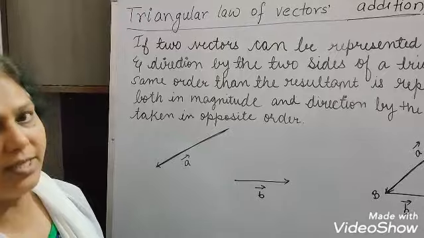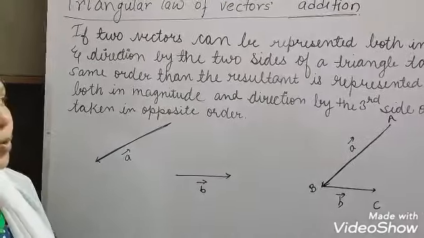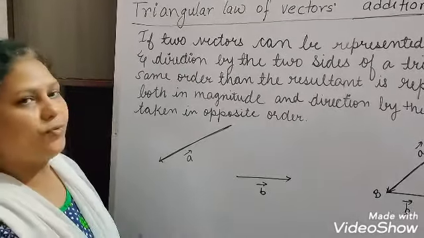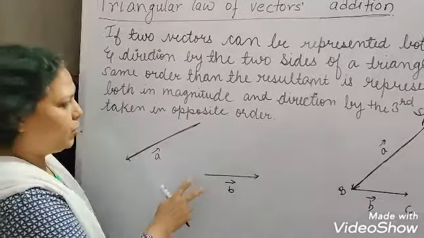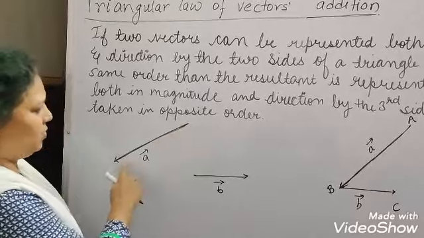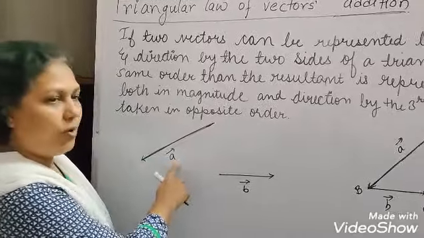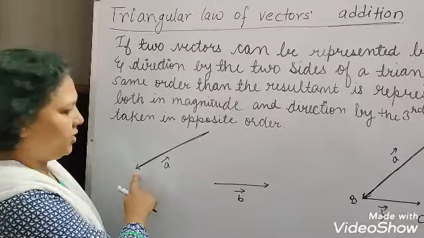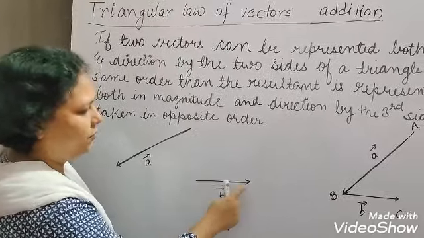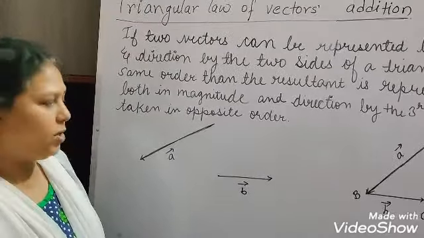Now we will understand this. It is said that if two vectors can be represented both in magnitude and direction by the two sides of a triangle. Here we have taken two vectors. This is vector A represented with this line. The length of the line represents the magnitude of vector A and the direction is here. This is another vector B. The length of this line represents the magnitude of B and the direction you are looking at here.